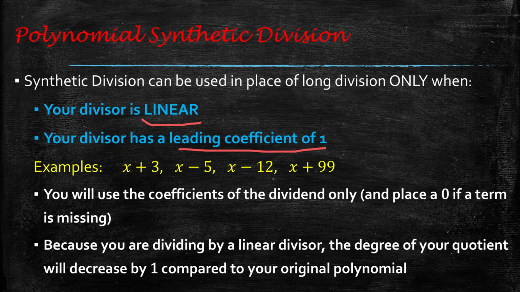So linear just means it has x with a power of 1, and then the leading coefficient, of course, is the coefficient that's in front of x. The coefficient in front of x has to be 1. You will use the coefficients of the dividend only, and you need to place a 0 if a term is missing. Because you are dividing by a linear divisor, the degree of your quotient will decrease by 1 compared to your original polynomial. So that sounds a little confusing, like what is she talking about with dividend and quotient and all of that? But you're going to catch on to this really easily, and you're going to love using it, and you're going to hope to use it in place of long division probably.